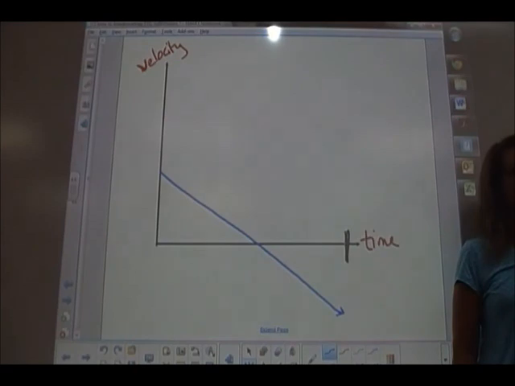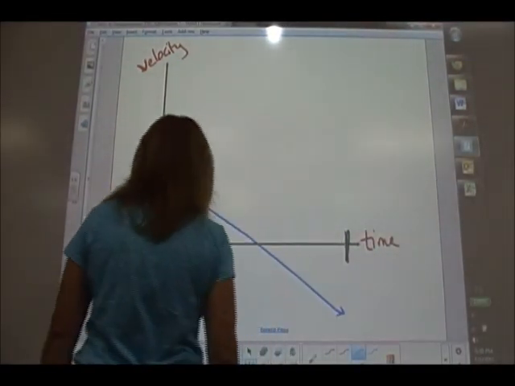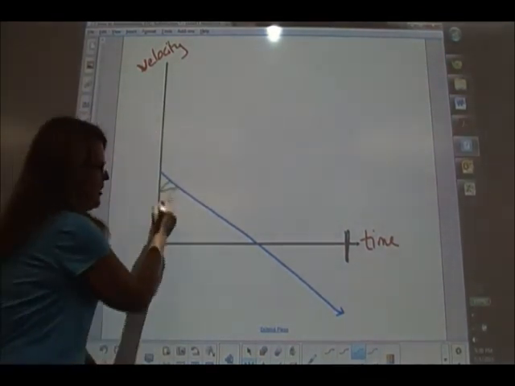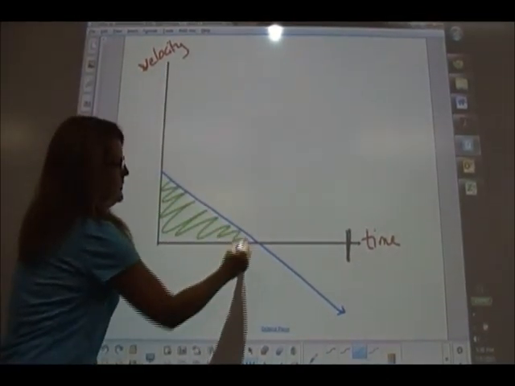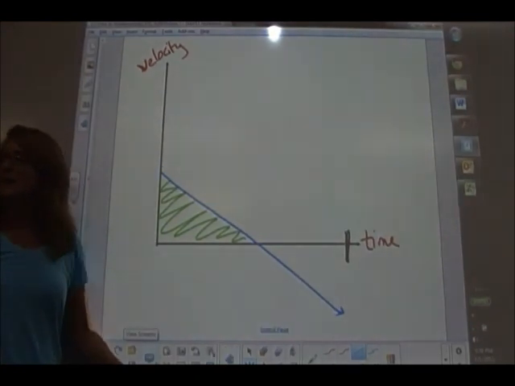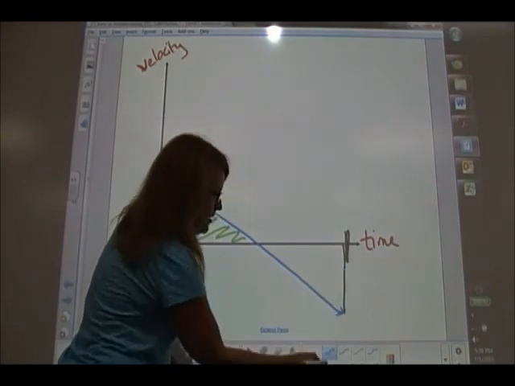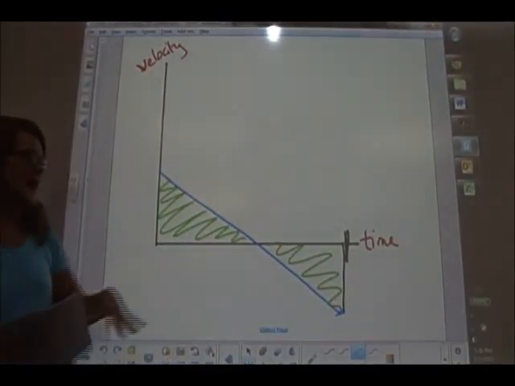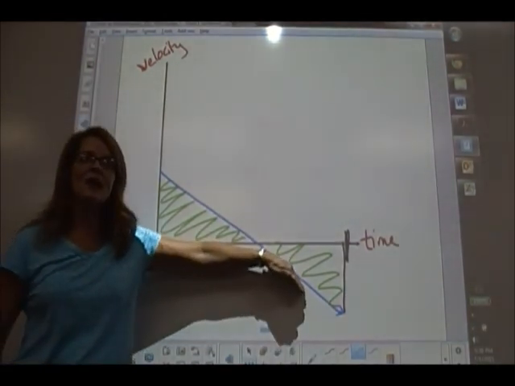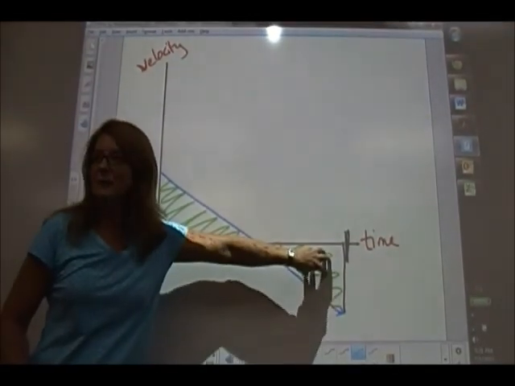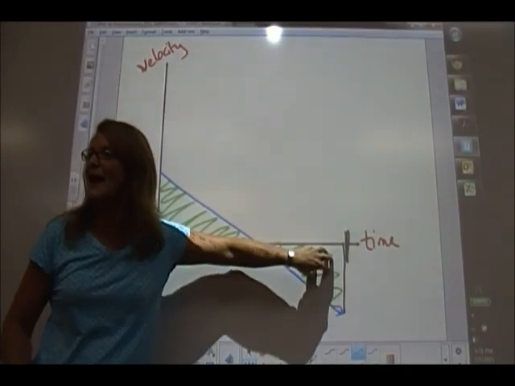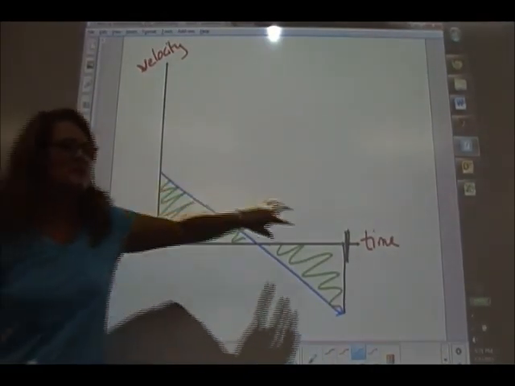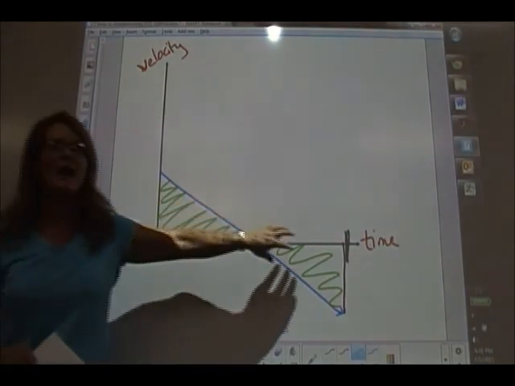Are you back where you started? I'm back where I started. Because if we think about area now, this triangle has an area, right? If I drew it by hand, it appears to be congruent to this triangle. But since I had a negative velocity down here, I have a negative position coming back the other way. And basically, these two triangles cancel each other out.